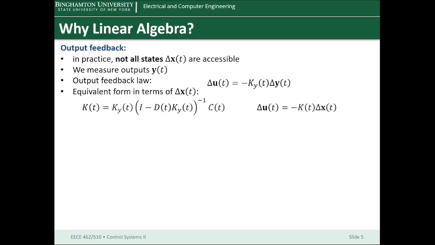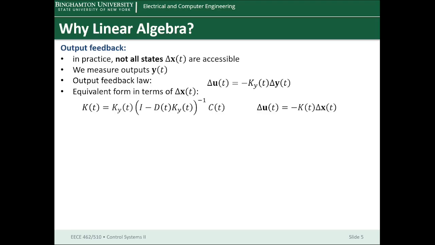In practice, not all states delta x are directly measurable. Instead, we measure outputs. This means we often have to use output feedback laws, such as delta U equals minus Ky delta y. By using the output equations, we can rewrite this in terms of delta x. U equals minus K transpose delta x, but delta x is a function of the output equation parameters and Ky.